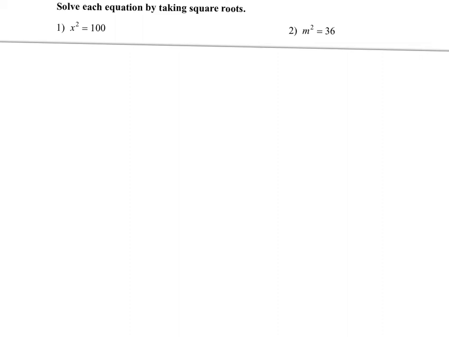All right, let's start off here on number 2. So for this one, we're going to just take a square root of each side since we already have the squared isolated. And since we created the square root, we have to put a plus or minus in front, and then the square root of 36 is just 6.